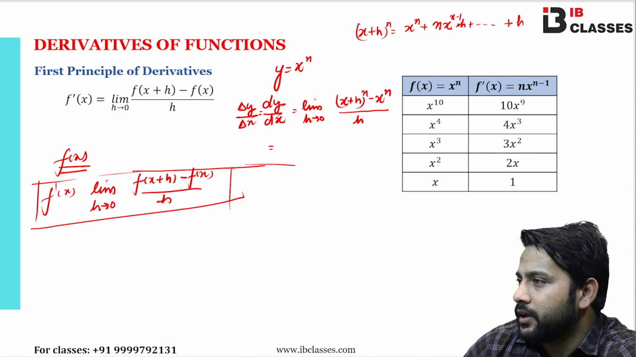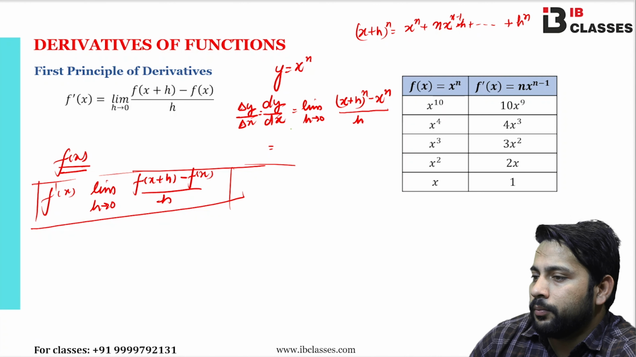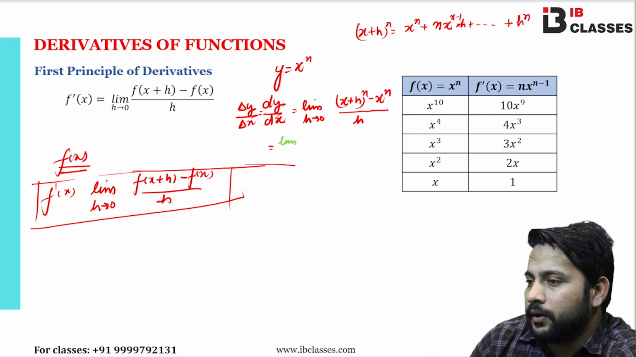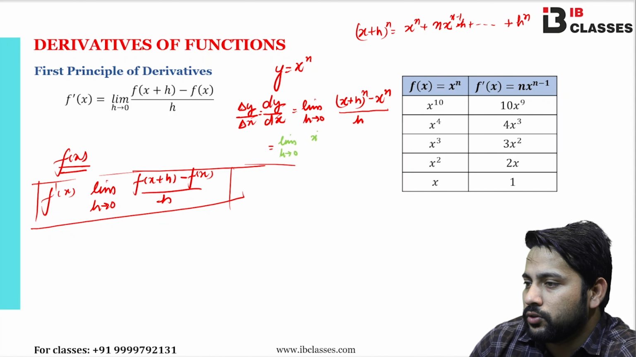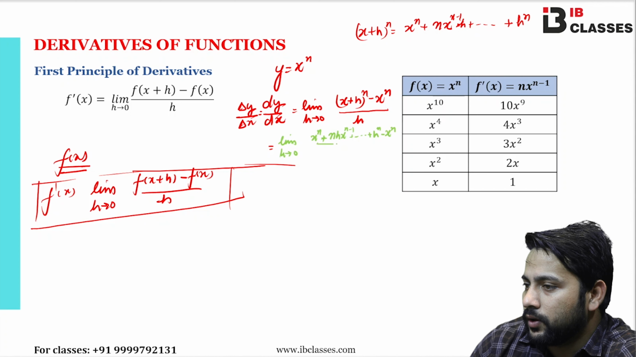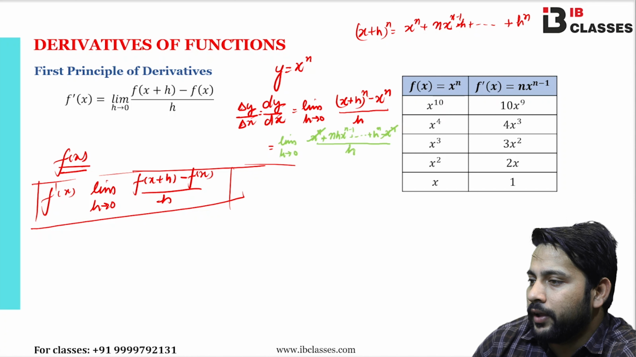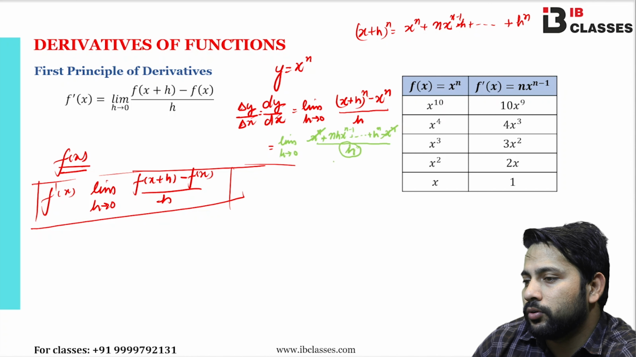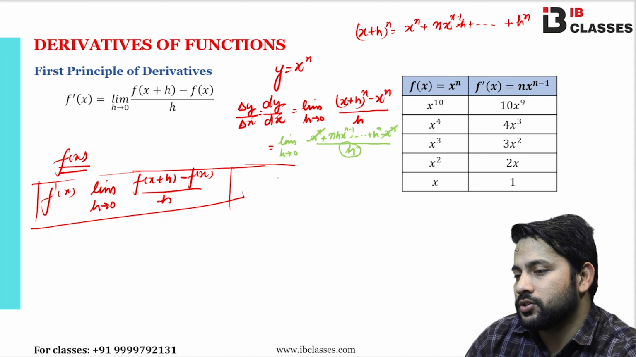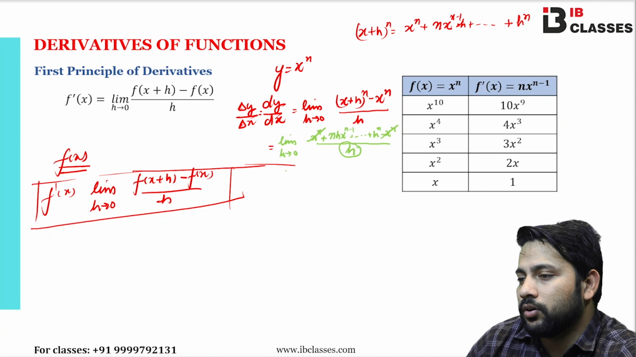It will go till h raised to the power n. On putting this into the equation, we will be having limit h tends to 0 of x raised to the power n plus n h x raised to the power n minus 1 and so on till h raised to the power n, minus x raised to the power n, over h. This x raised to the power n and negative x raised to the power n will cancel each other. Now we have to take care of this h, because when we put limit h tends to 0, this expression will be infinity or not defined.